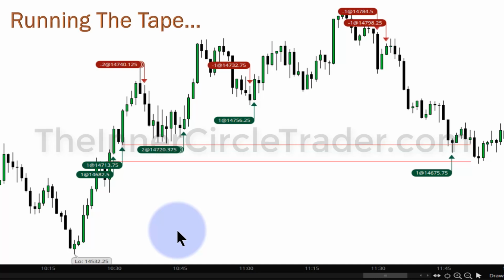The NASDAQ is $20 per handle. So it's slightly different.